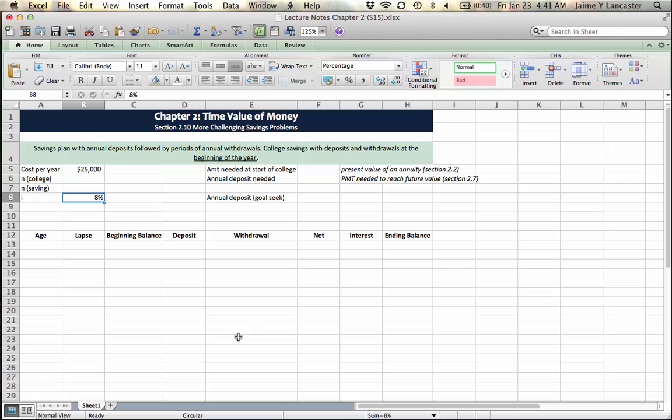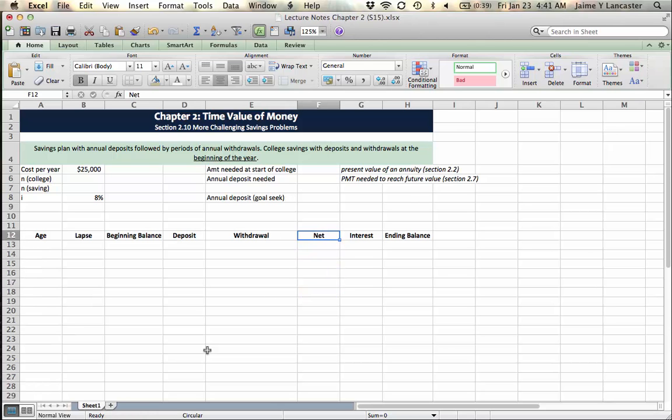So to set up this problem, I have this chart where I've got a number of columns. I'm going to use age, my daughter's age, or when you're doing the savings problem for your homework, it would be your age. And then lapse, this allows us to keep track of the number of years of savings and the number of years of spending. And I think it's very helpful. We're going to have a beginning balance, our savings at the beginning of the year, followed by either a deposit or a withdrawal. And then we'll create this column net that allows us to add those two up.